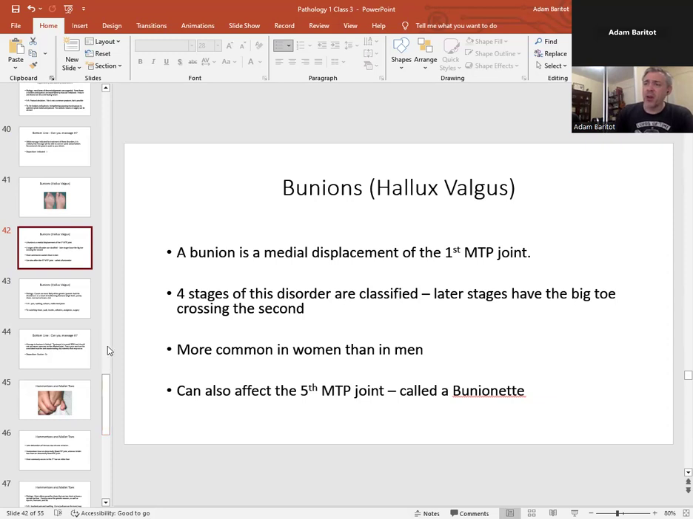A bunion may also affect the fifth metatarsophalangeal joint, referring to the little toe. What do we call that? We call that a bunionette. It's a little bunion on the side, hardly worth your trouble. It's a bunionette.